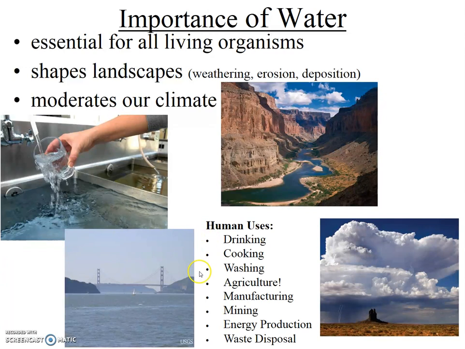Most people would have no problem noting these first four uses, although they would be quite shocked to learn exactly how much water we use for agriculture. These last four uses, though, are a complete mystery to most folks. An enormous amount of water is used for energy production, mining, waste disposal, and yes, for manufacturing all of our consumer goods.